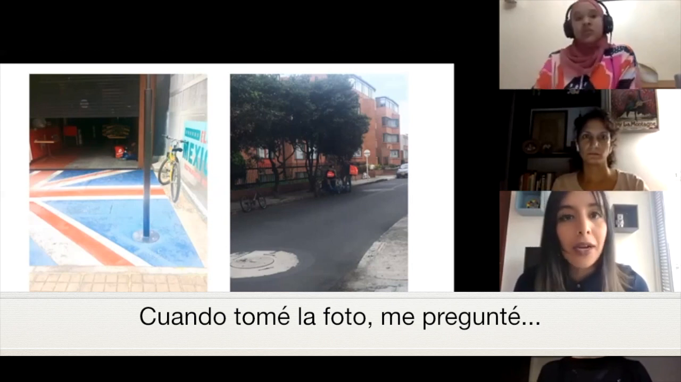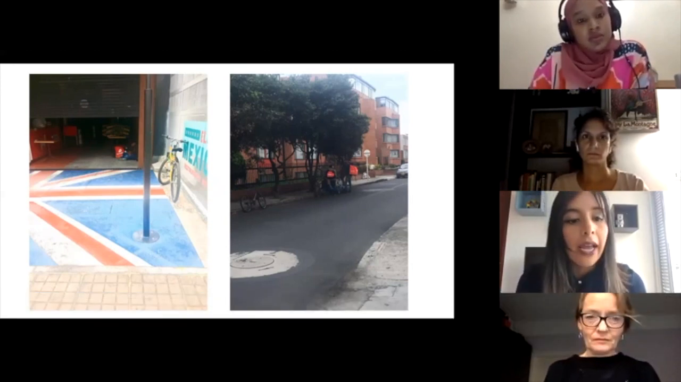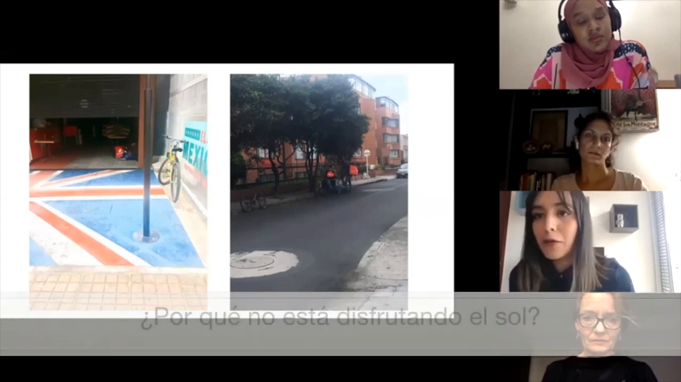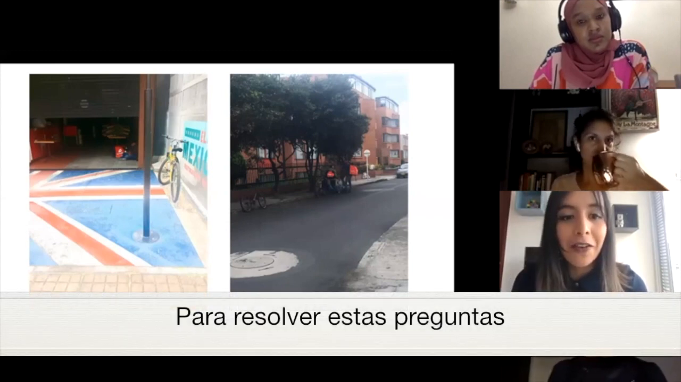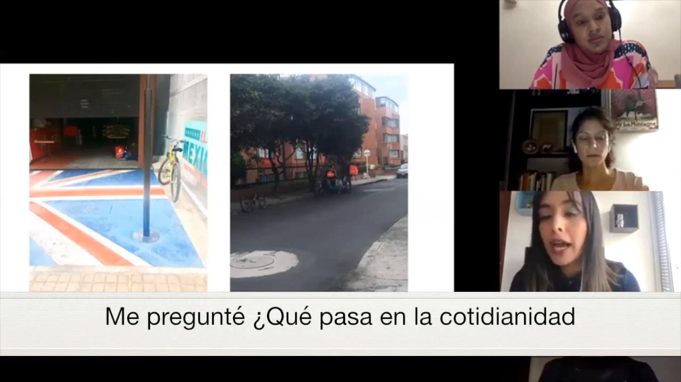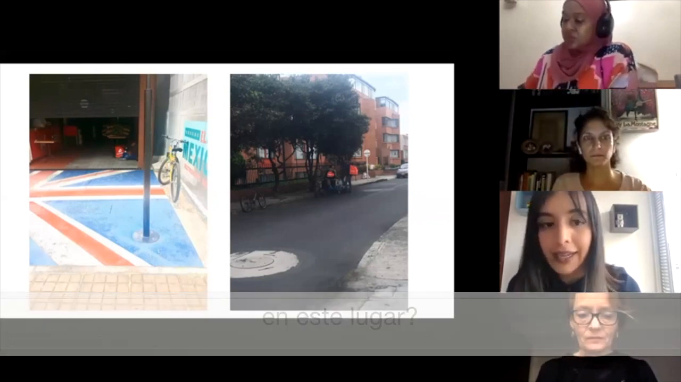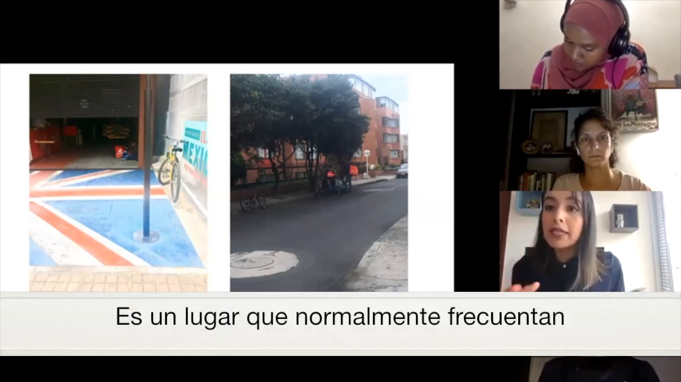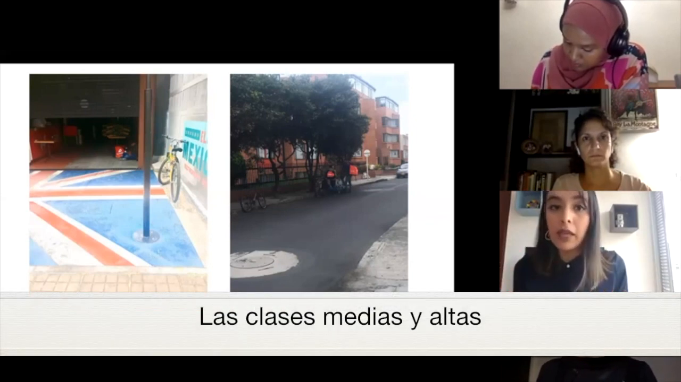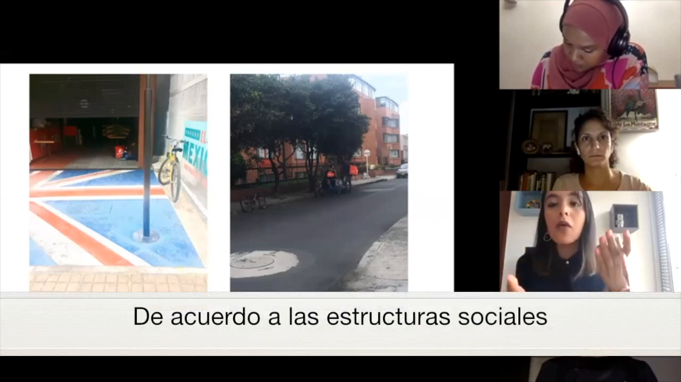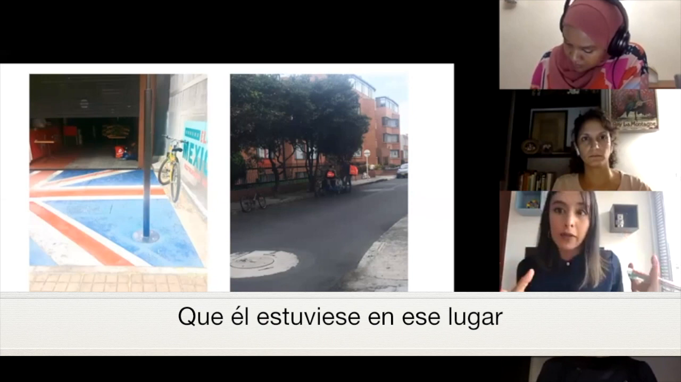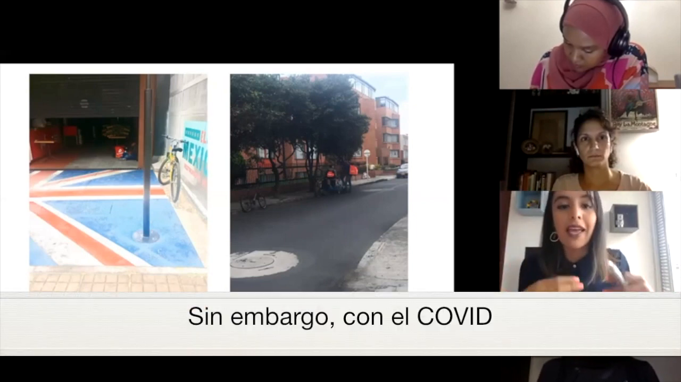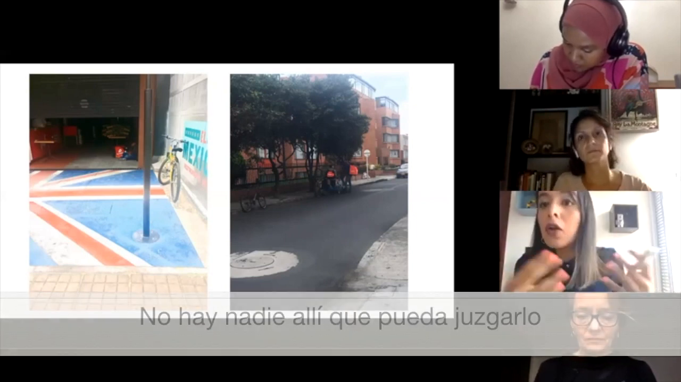And I noticed him because of this backpack. And when I took the photo, I was asking myself, what is he doing here? If the streets are empty, because they are, why did he choose this place? And why is he not enjoying the sun? So in order to answer these questions, I started to ask myself, what happens on a daily basis where he is? First thing that I noticed is that the food court is located in the north part of the city. It is a place that medium and high classes frequent. So it would be difficult, according to the social structures, for him to be within that place and not be thought of as an outsider. However, with the COVID situation, no one is there to judge him.